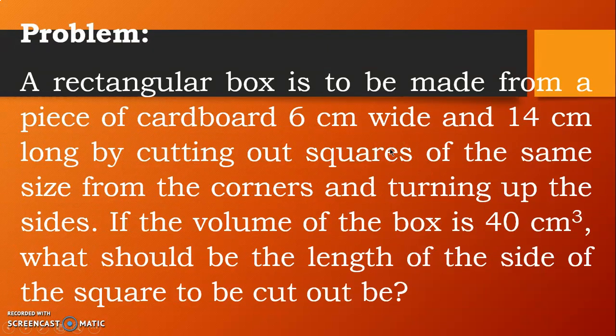A rectangular box is to be made from a piece of cardboard 6 centimeters wide and 14 centimeters long by cutting out squares of the same size from the corners and turning up the sides. If the volume of the box is 40 cubic centimeters, what should be the length of the side of the square to be cut off?